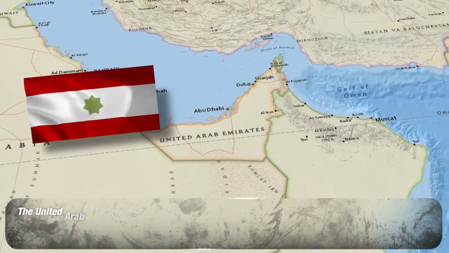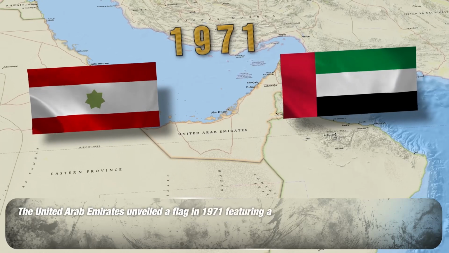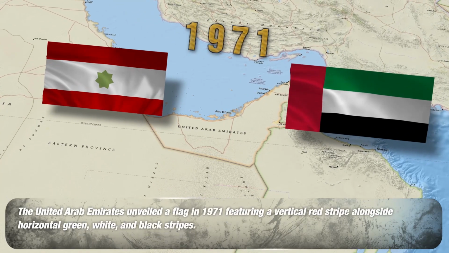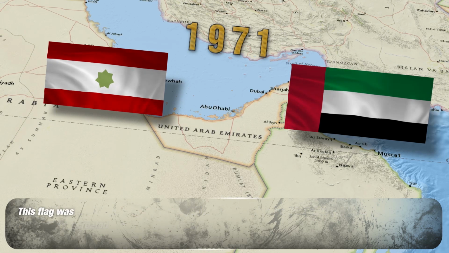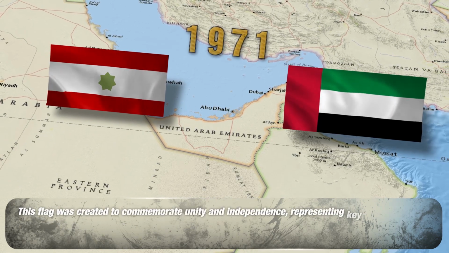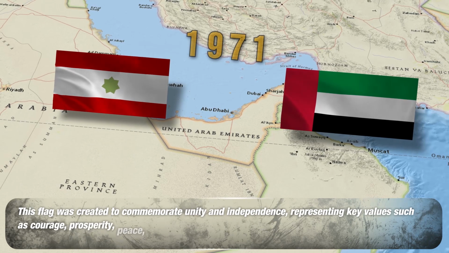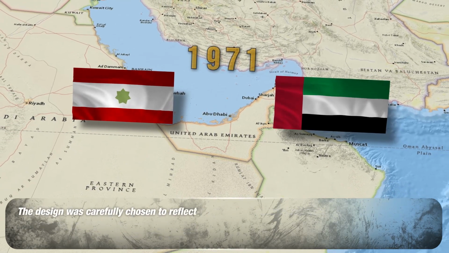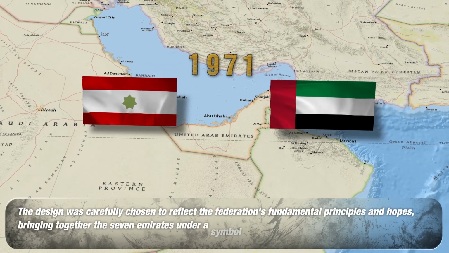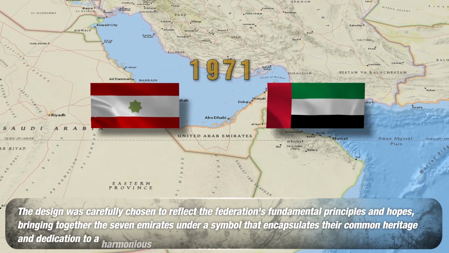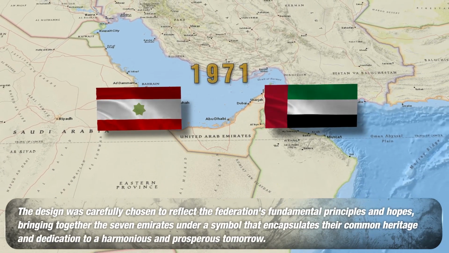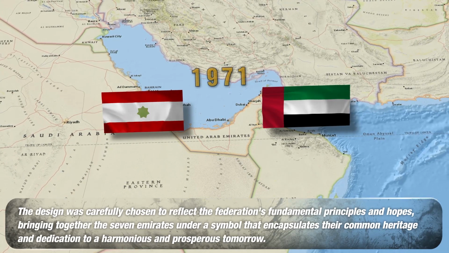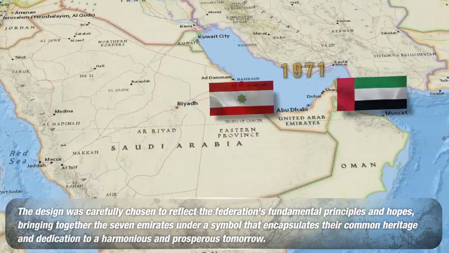The United Arab Emirates unveiled a flag in 1971 featuring a vertical red stripe alongside horizontal green, white, and black stripes. This flag was created to commemorate unity and independence, representing key values such as courage, prosperity, peace, and dignity. The design was carefully chosen to reflect the Federation's fundamental principles and hopes, bringing together the 7 emirates under a symbol that encapsulates their common heritage and dedication to a harmonious and prosperous tomorrow.